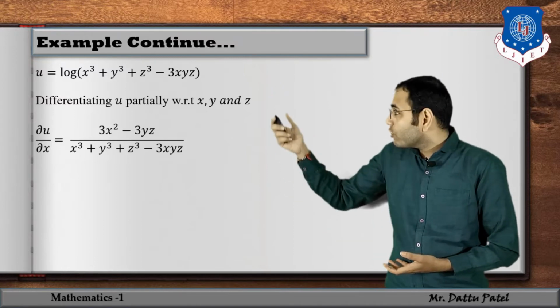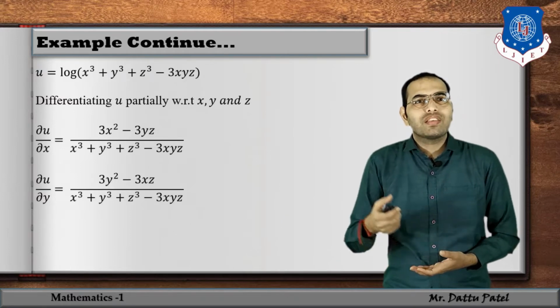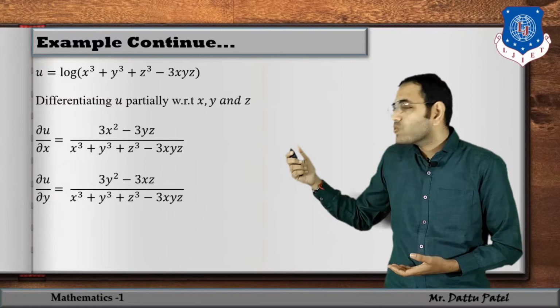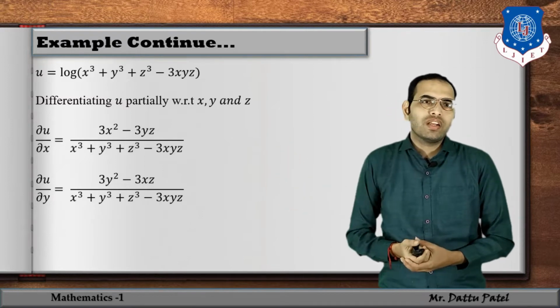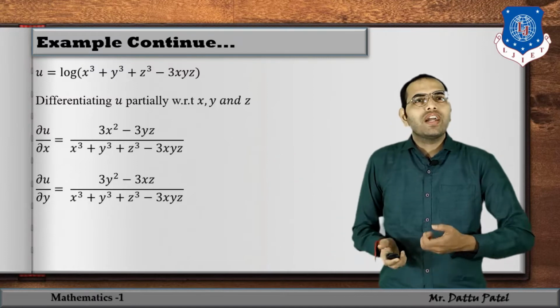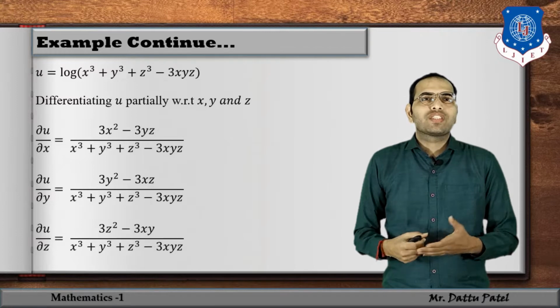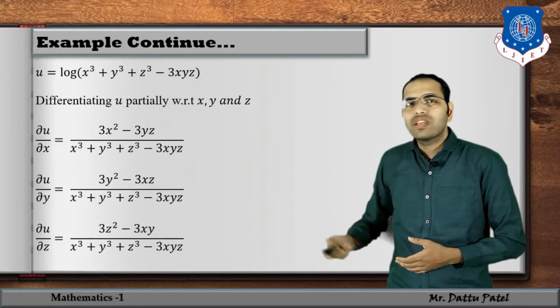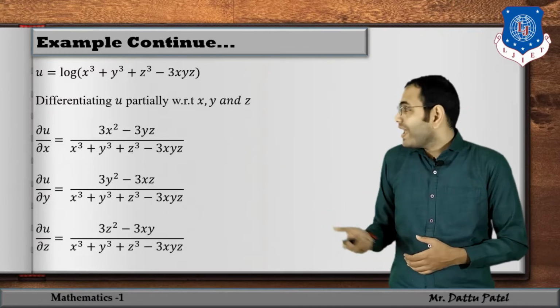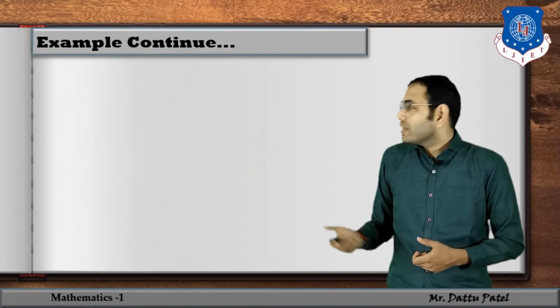Similarly, the derivative of u with respect to y becomes (3y square minus 3xz) upon (x cube plus y cube plus z cube minus 3xyz). Likewise, differentiating with respect to z, it becomes (3z square minus 3xy) upon (x cube plus y cube plus z cube minus 3xyz). Now, to find v, we add del u by del x plus del u by del y plus del u by del z.